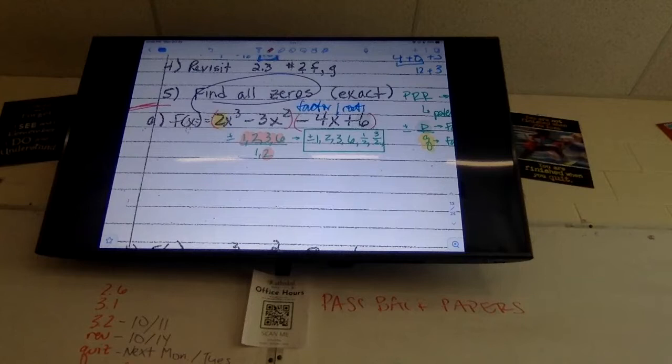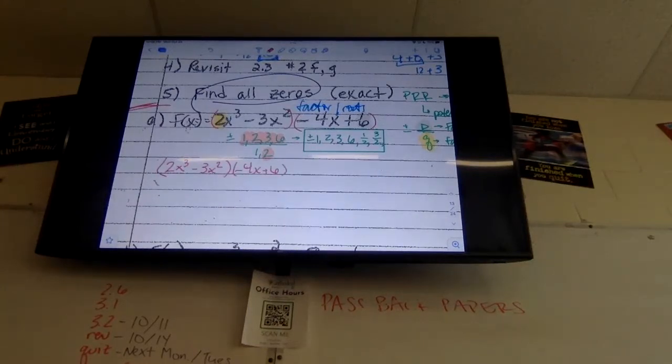So when I say find all zeros, you can always start by saying, can I factor this? Can I use the quadratic formula? Can I do anything that I already know how to do? If not, then we're gonna resort to our PRR. So I look to factor it. I'm just rewriting it so I have what I'm looking at.